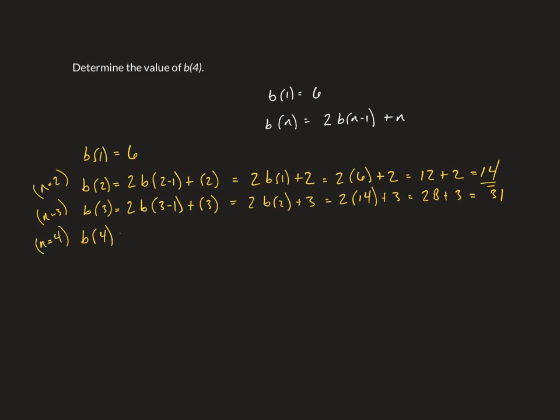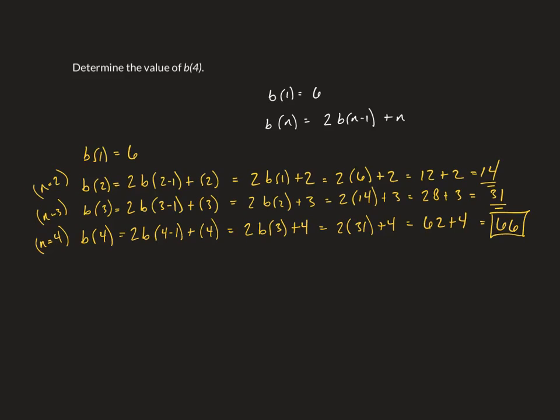Now let's find the fourth term. That's going to be 2 times b of 4 minus 1. And if you get to the point where you don't need to fill all this in because you're doing it in your head, that's okay. Just make sure that you're writing the step. So that's b of 3, or the third term, plus 4. So that's 2 times whatever the third term is, which is 31, plus 4. So that's 62 plus 4, or 66. So our fourth term is 66.